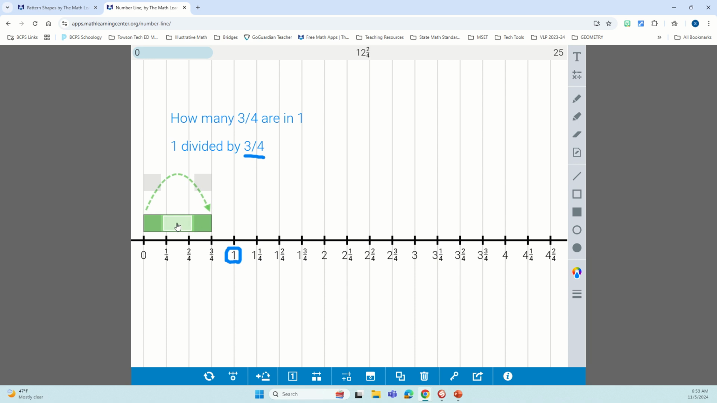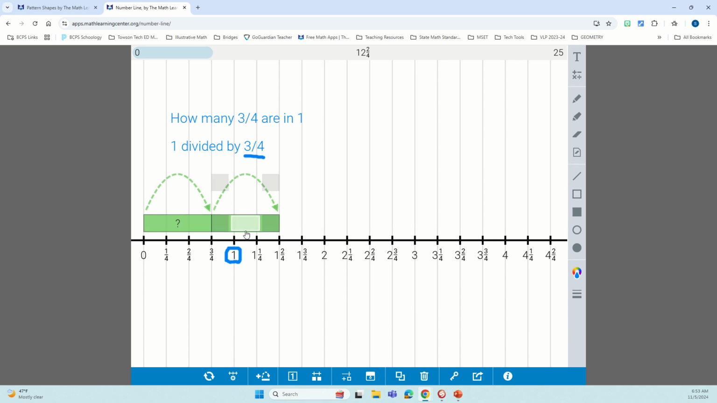Now, you can turn this on or you can turn it off. I prefer to leave it off, but you can see that it is 3/4. But I'm going to turn it off, and I'll show you why in just a minute. Okay, so I can see that I can make one group of 3/4 for sure, but then I have this little space left over. Some students think that this is actually 1.5, but it's actually not. And let me show you why.